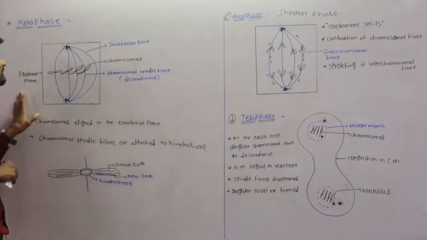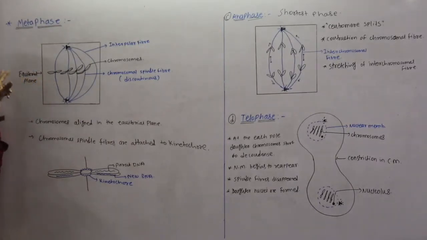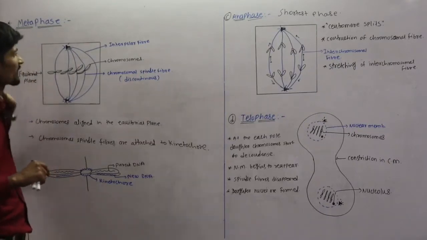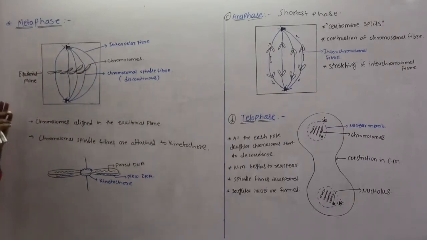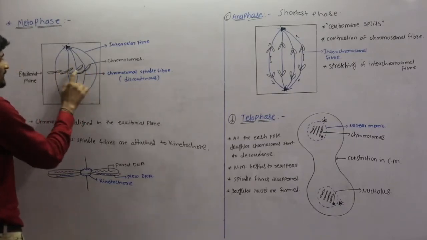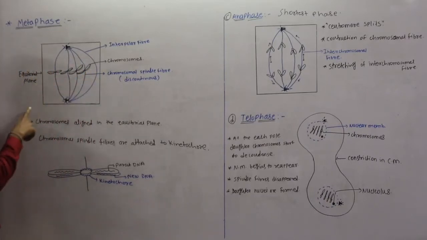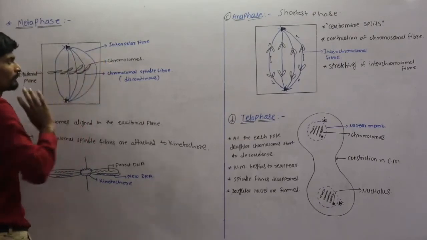So next one is metaphase. Now this is called meta because the chromosomes are aligned or present at the equatorial plane of the cell. That is why this phase is called a metaphase. So this is the second phase. So what happens in metaphase? The chromosomes, which are distributed randomly, are aligned in the one plane, that is the equatorial plane. This is the equatorial plane of the cell. So here I am showing all the chromosomes are in one plane.